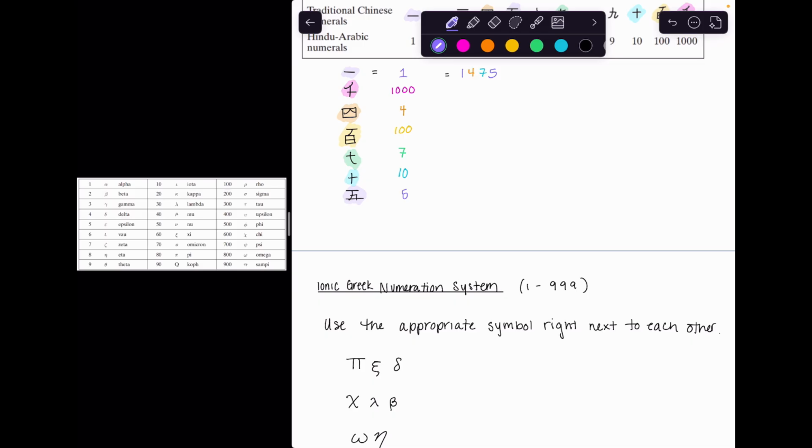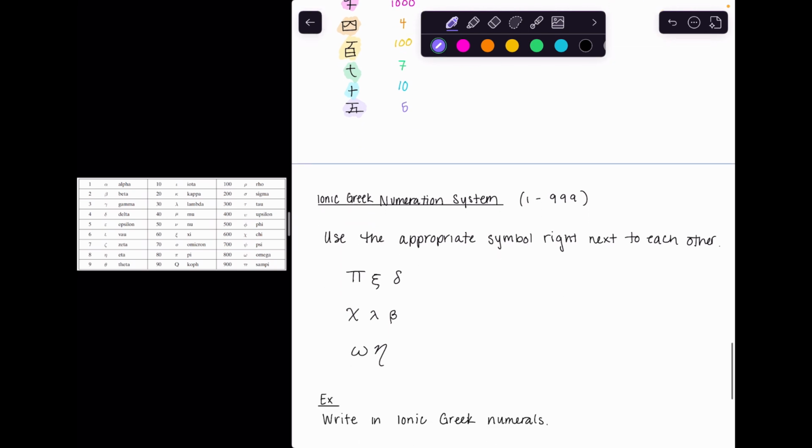Then moving on to the 100 symbols, we've got rho, sigma, tau, upsilon, phi, chi, psi, omega, and sampi. So all you're going to do in the case of the Ionic Greek number system is write those symbols next to each other to represent the number itself.